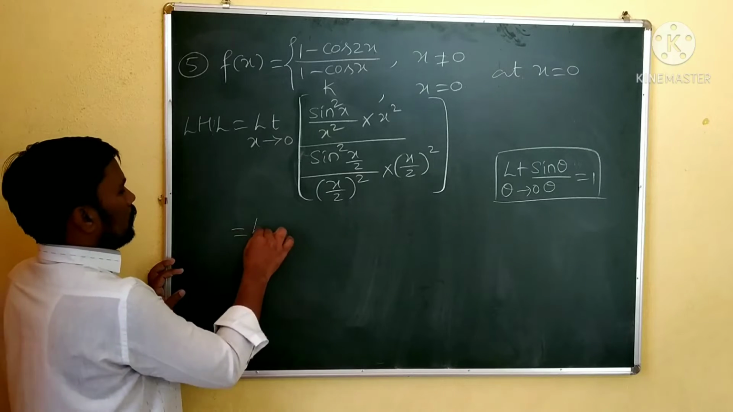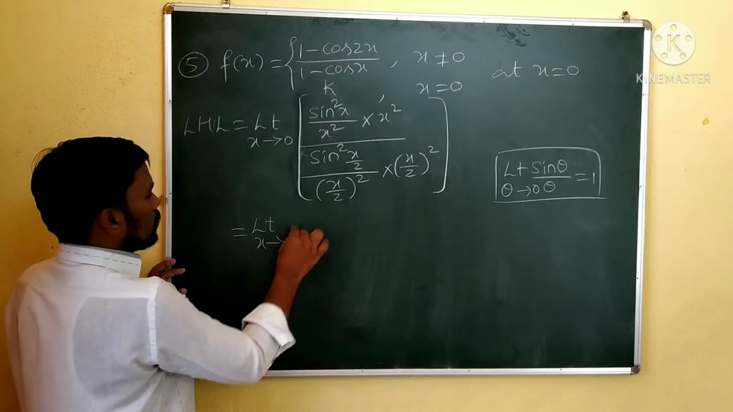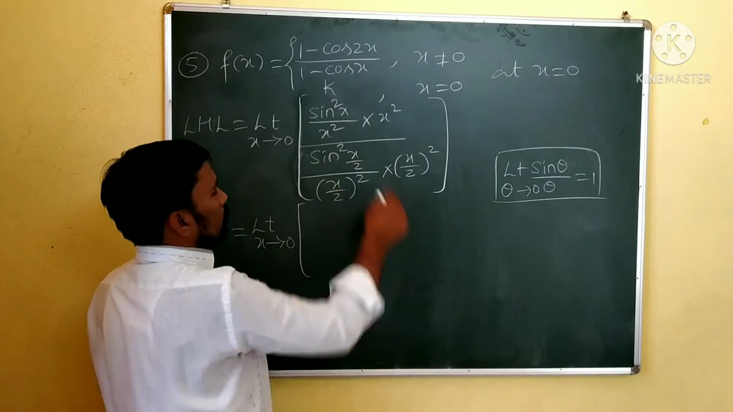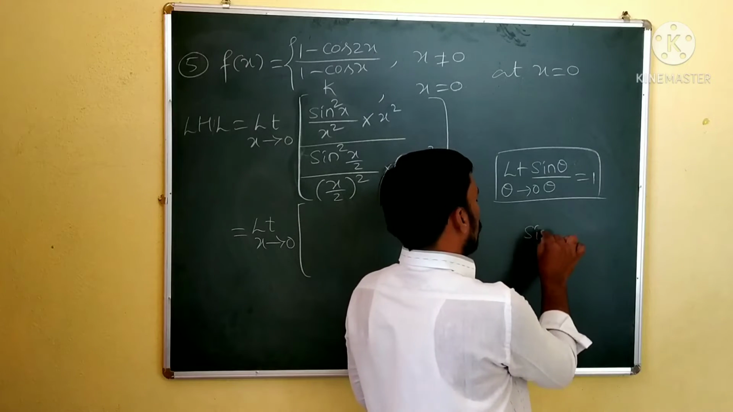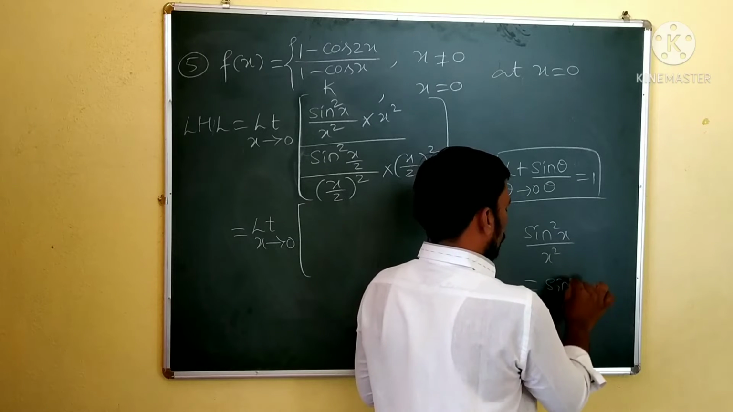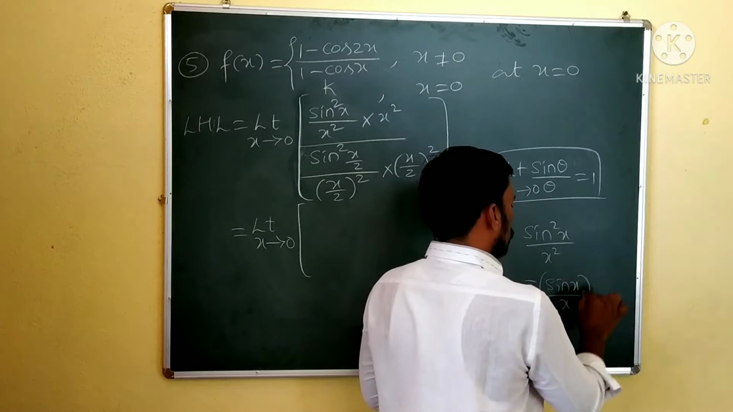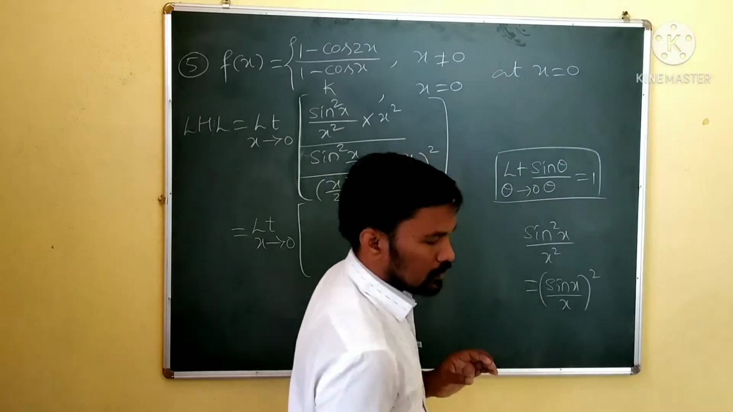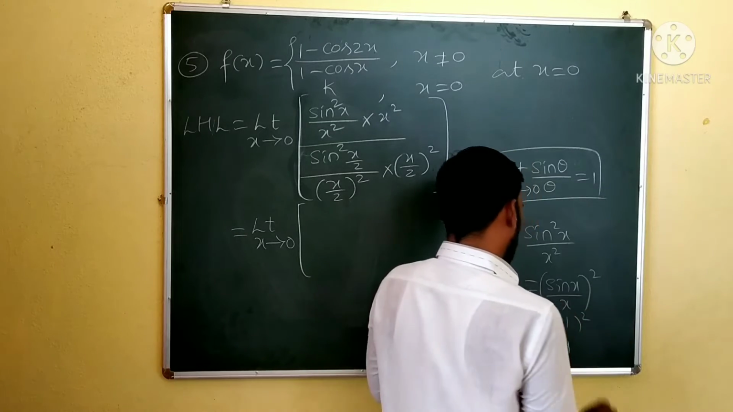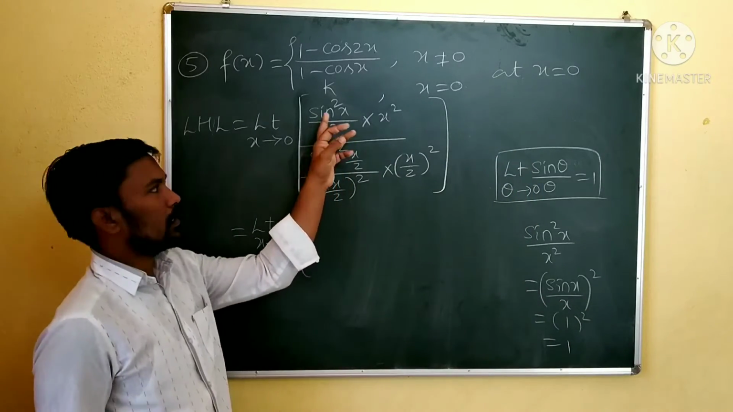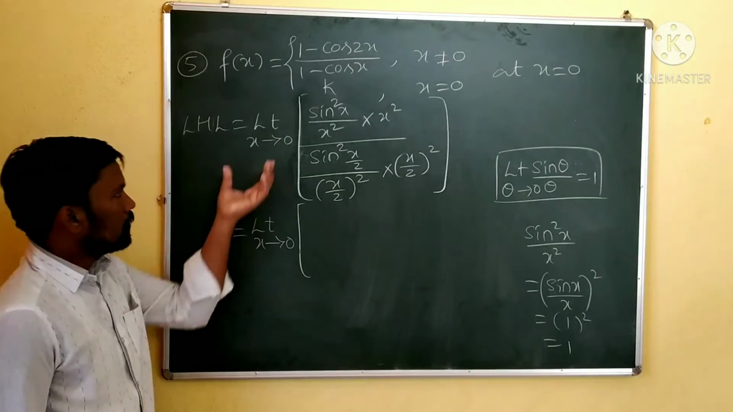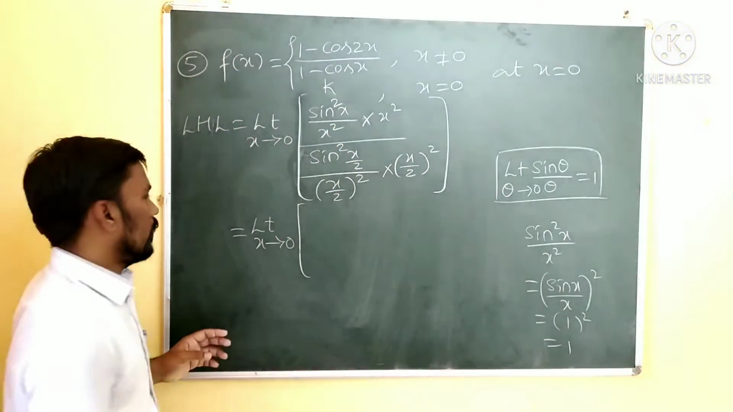So that is equal to limit as x tending to 0. Look at the angle: sin square x by x square can also be written as sin x by x raised to 2, and sin x by x is 1. So it is 1 square, again 1 only. So limit of sin square x by x square is 1. I will not write all the steps.